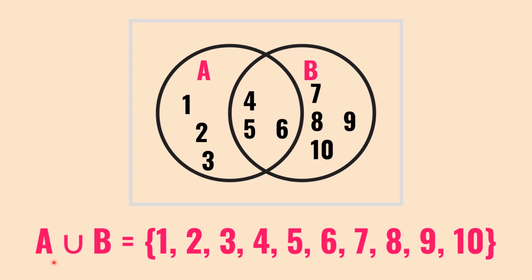The union of set A and set B is equal to 1, 2, 3, 4, 5, 6, 7, 8, 9, and 10.